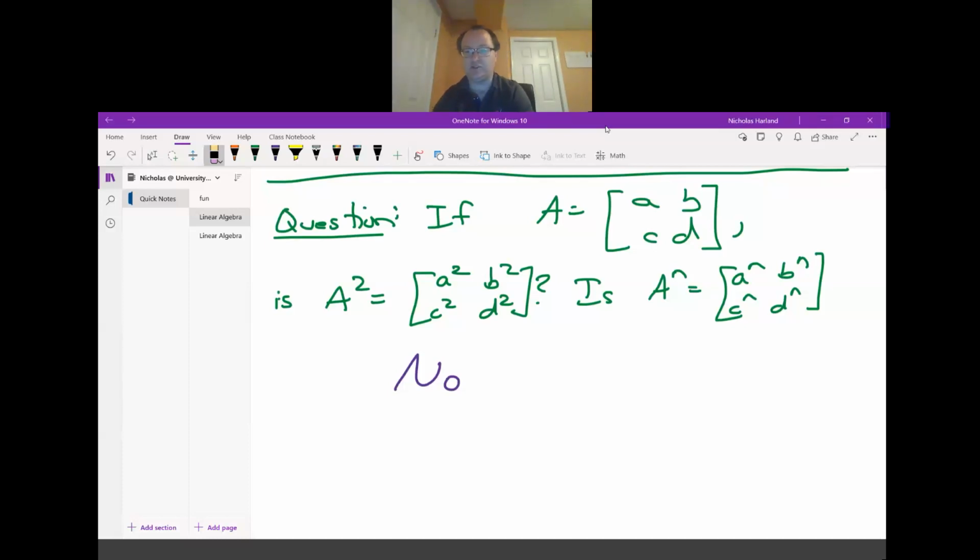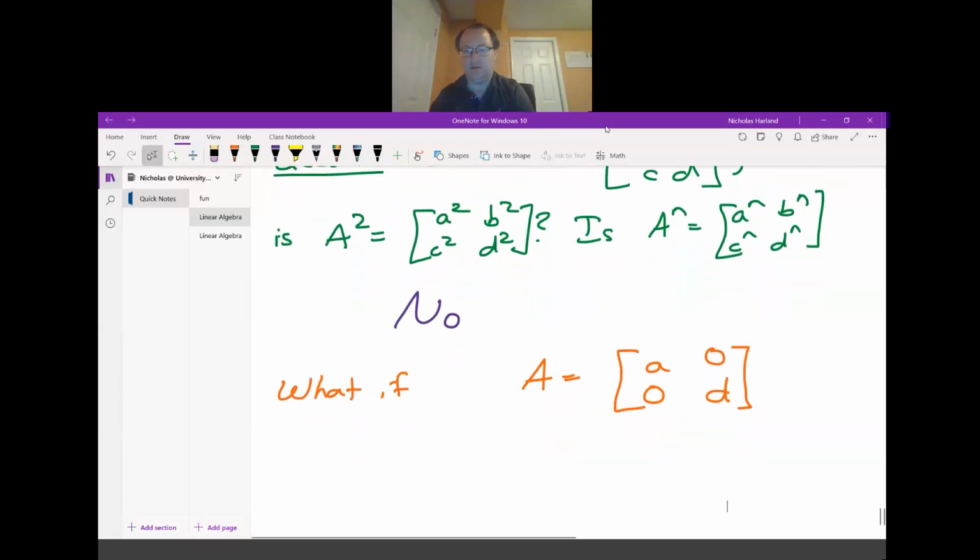That means squaring matrices is not nice. That means taking big powers of matrices is not nice either. But there is one special type of matrix where that changes. What if A was equal to the matrix with a and 0 on the top row and 0 and d on the bottom row? If you need a reminder of what that kind of matrix is called, feel free to think about it. But what if we had a diagonal matrix? Because it's a diagonal matrix, I'm going to change A and call it D.